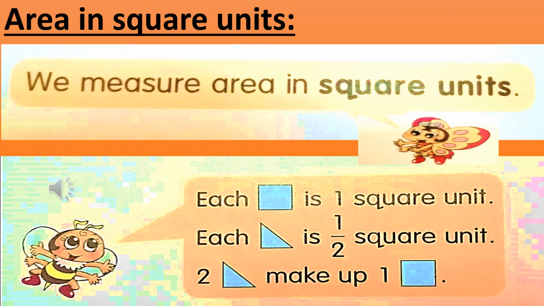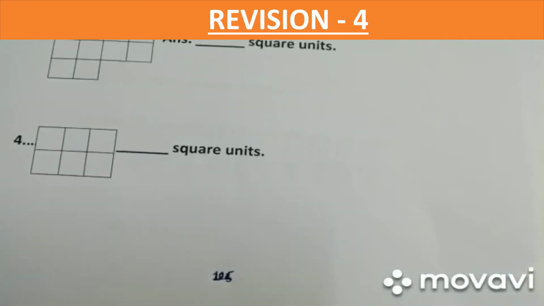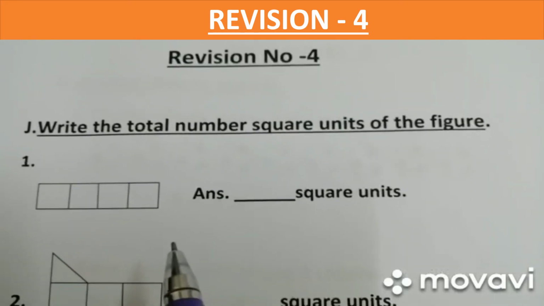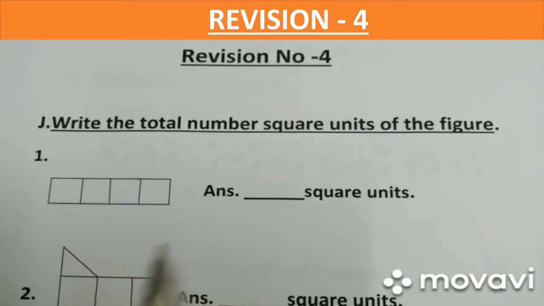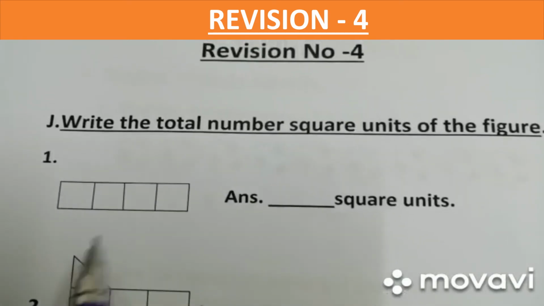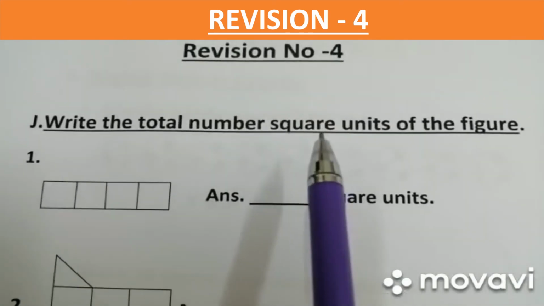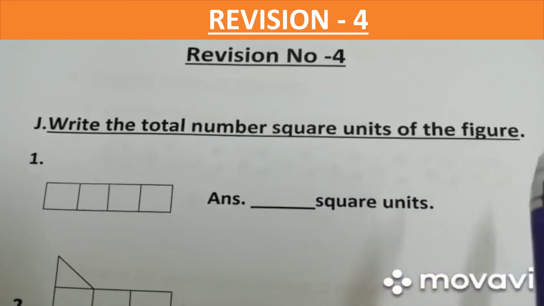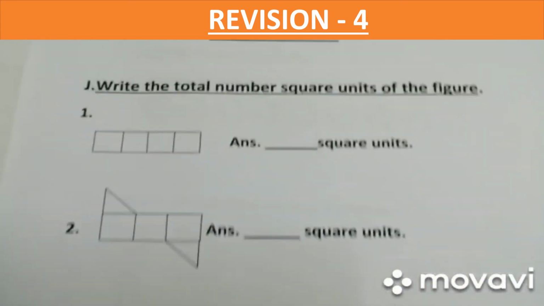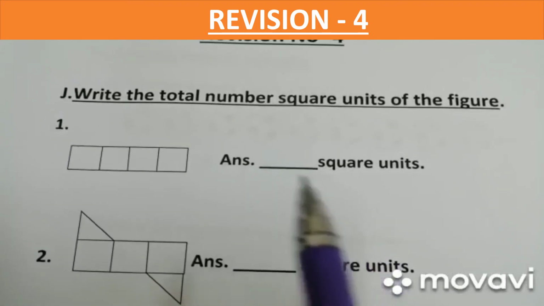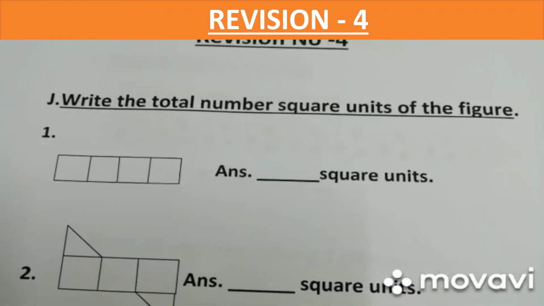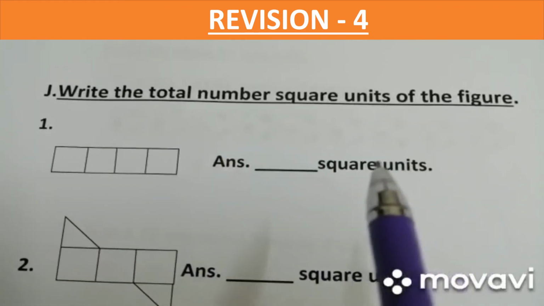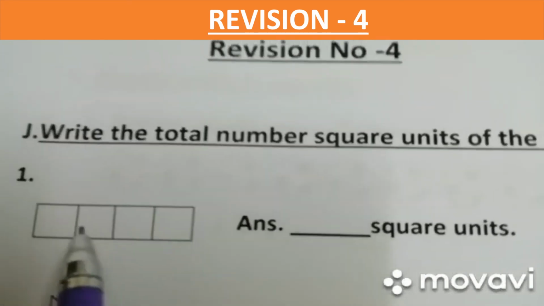That's about square units. So we measure area in square units and you have to remember this. Okay, so now let's start our revision 4. This is page number 105, revision 4. I told you before in our previous videos about area that we measure area in square units. So you have to write the total number of square units of the following figures. Means how much is the total area, because we measure area in square units, so we have to write the square units of each figure.